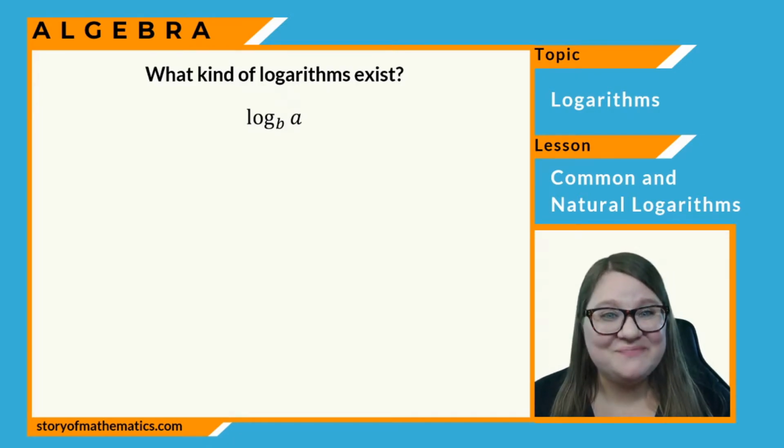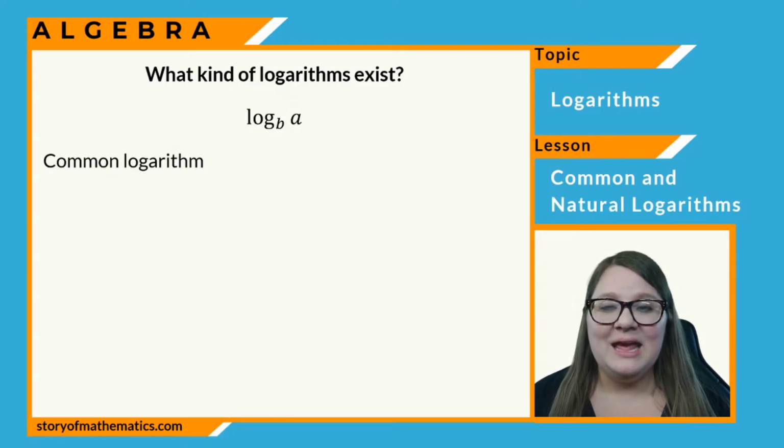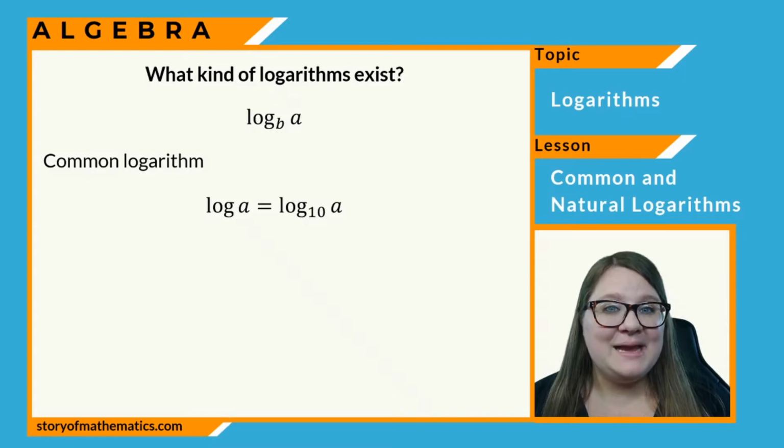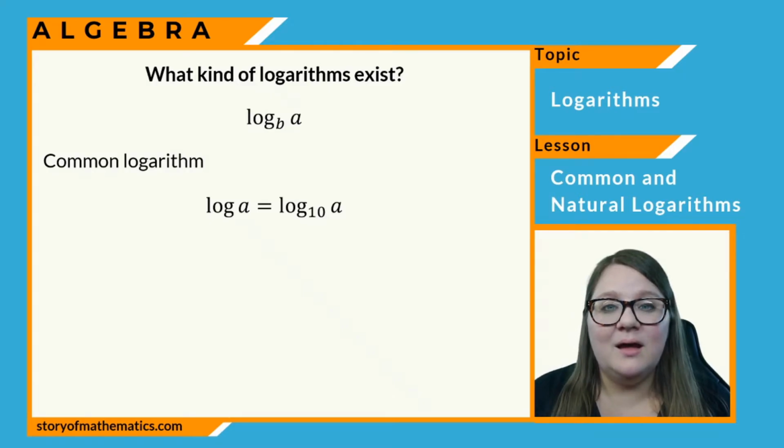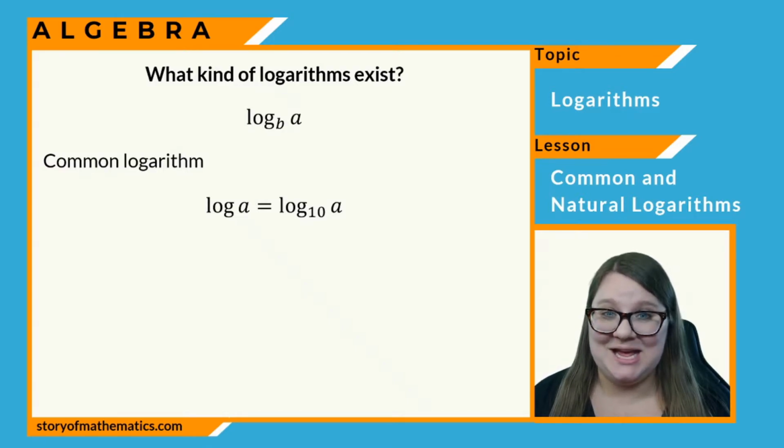But we have two special logarithms that we like to use. The first one is called the common logarithm, and it is log base 10, okay? Now, log base 10, you can write as just straight up log. So if you, for example, had log of a, you could assume that the base was 10.